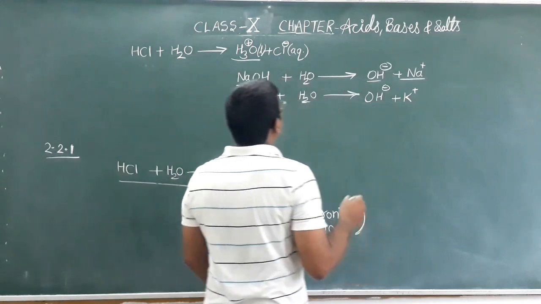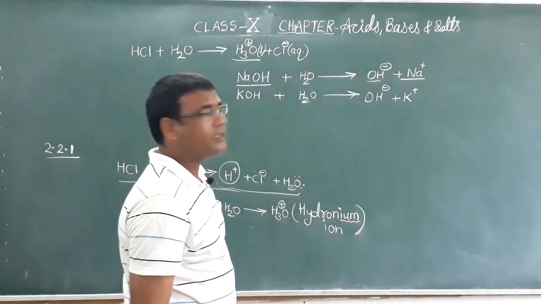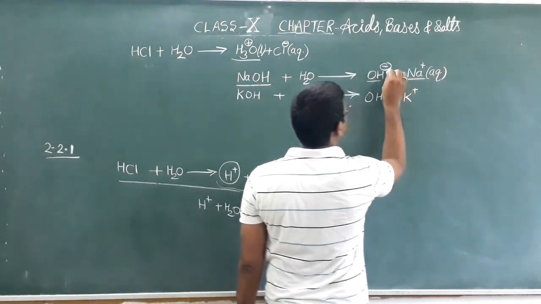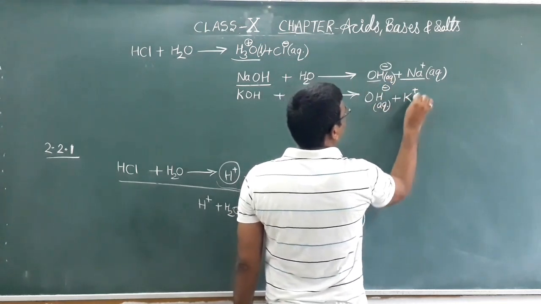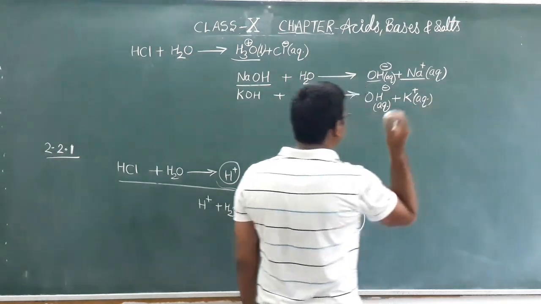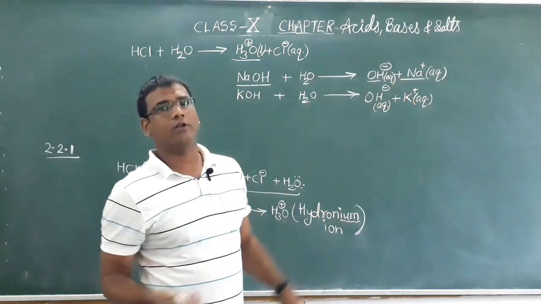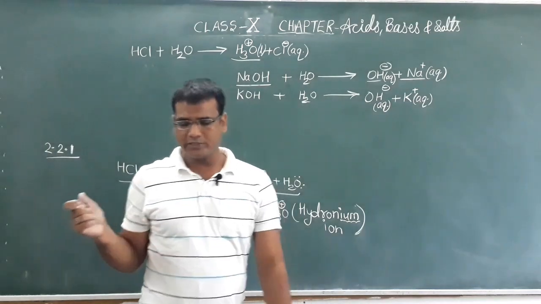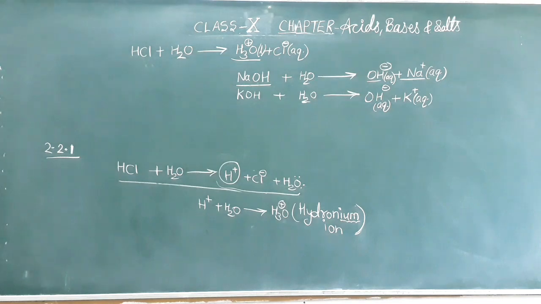Now you may ask that this equation is not balanced. So simply you can write AQ here, and here also you can write AQ. What does it mean? It means the OH ion or sodium ion is present in water. So this is the balanced form; such types of reactions are not required to be balanced.